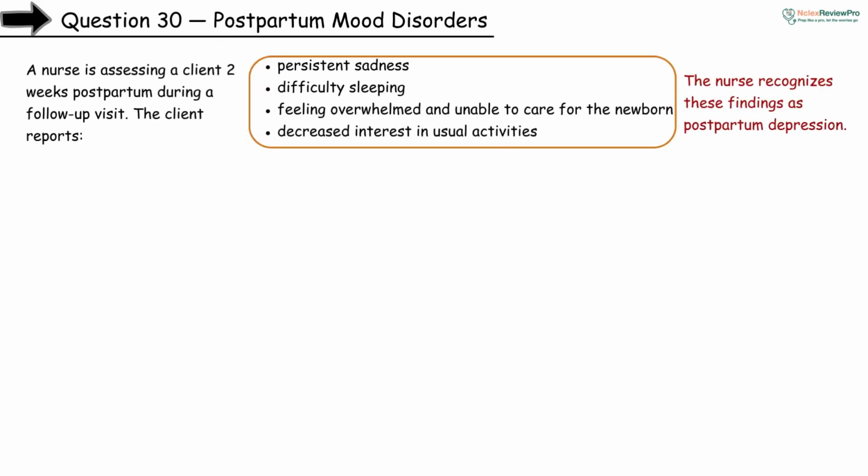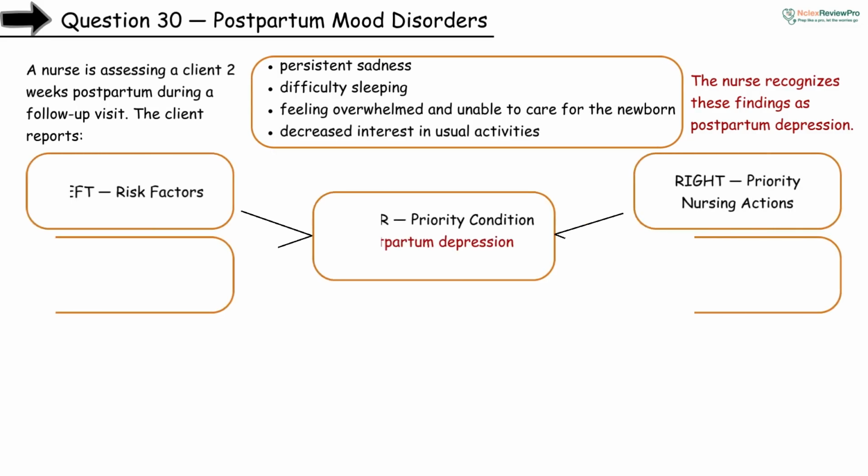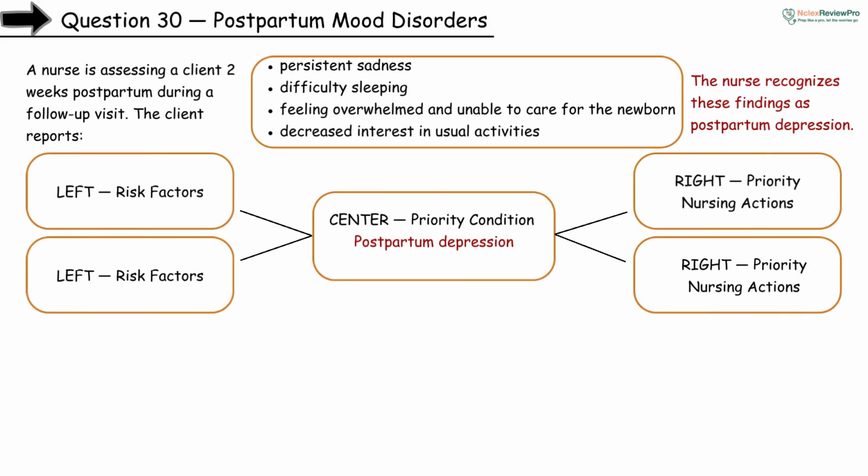Question 30. NGN bow tie. All right, let's break this down. We have a client who is 2 weeks postpartum, presenting with persistent sadness, difficulty sleeping, feeling overwhelmed and unable to care for the newborn, decreased interest in usual activities, and the nurse recognizes this as postpartum depression. Now, this is a bow tie question, so before we jump into answers, let's clearly understand the 3 parts.